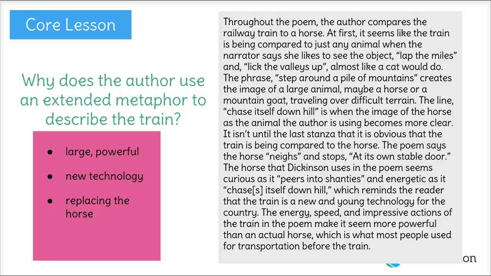The line, chase itself downhill, is when the image of the horse as the animal the author is using becomes a little more clear. It isn't until the last stanza that it is obvious that the train is being compared to the horse. The poem says the horse neighs and stops at its own stable door. The horse that Dickinson uses in the poem seems curious as it peers into shanties and energetic as it chases itself downhill, which reminds the reader that the train is a new and young technology for the country. The energy, speed, and impressive actions of the train in the poem make it seem more powerful than an actual horse, which is what most people used for transportation before the train.